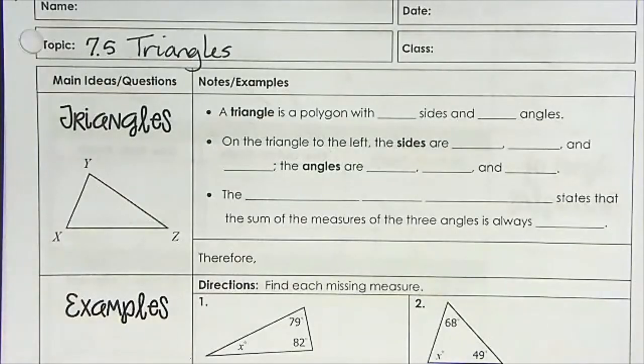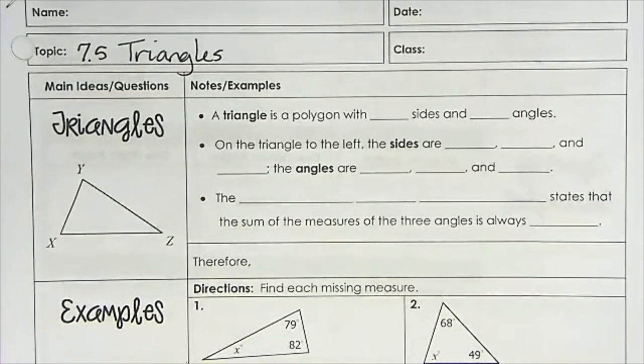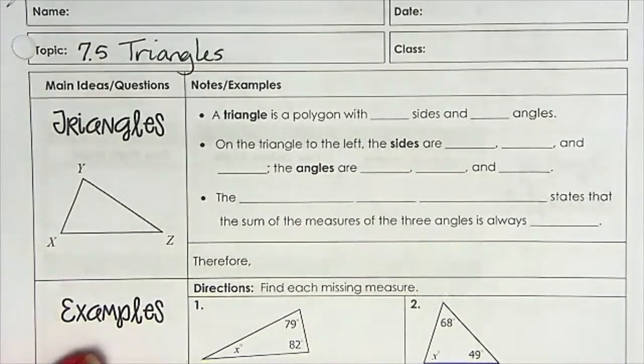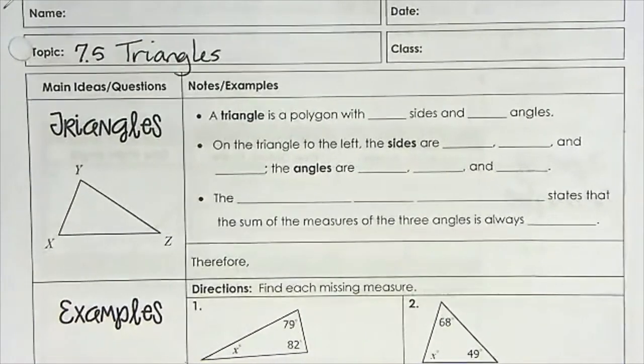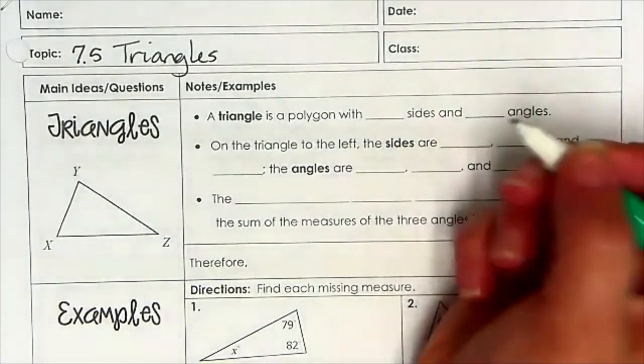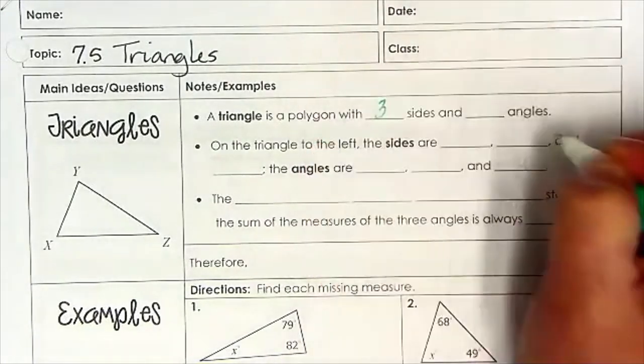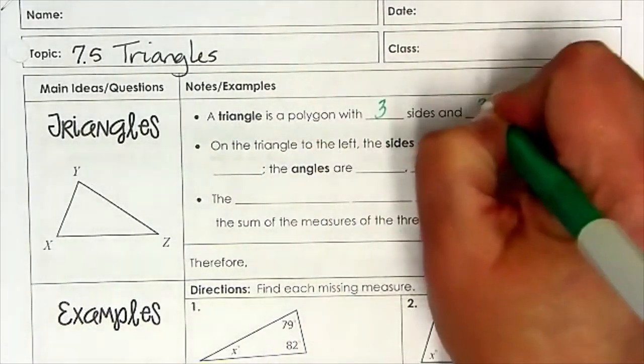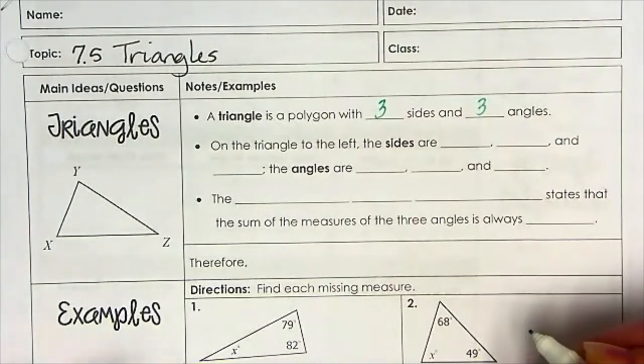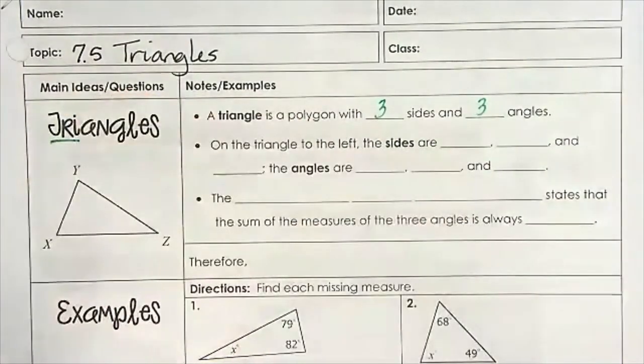Good morning, guys. We are covering 7.5. We're working with triangles instead of lines now, and just angles. So a triangle is a polygon with 3 sides and 3 angles. Notice the tri for triangle, which I'm sure you're aware of.